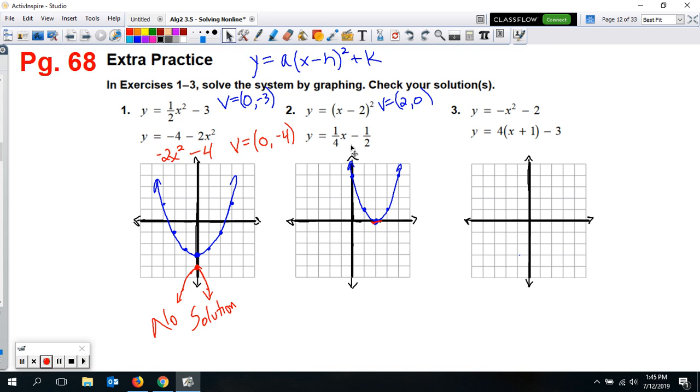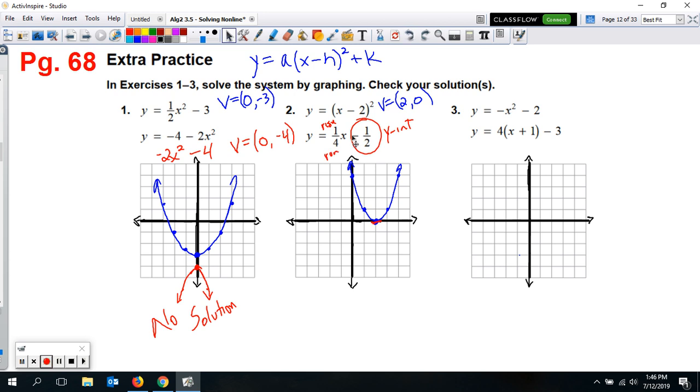The next one is a line. So we are going to have a parabola and a line here. So this is in y equals mx plus b, our slope and our y-intercept. So our starting point is right there, -1/2. That is the y-intercept. We want to plot that on our graph first, and then see the fraction here of 1/4. This is the slope. It's rise over run. So rise is a 1, and the run is 4.